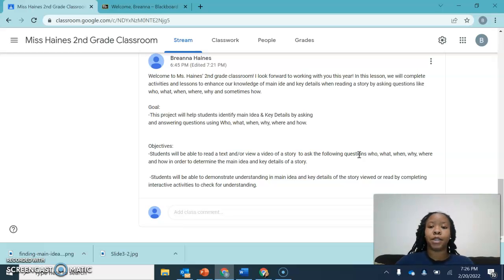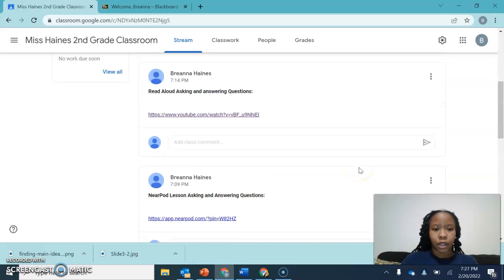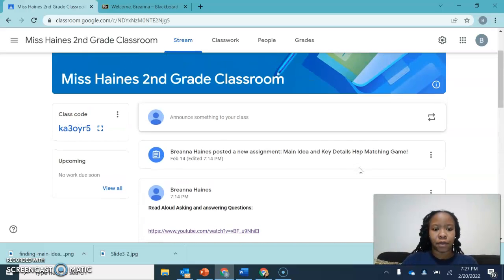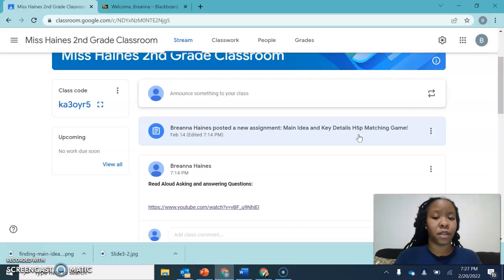The next objective is that students will be able to demonstrate understanding of the main idea and key details of the story viewed or read by completing interactive activities to check for understanding. You're going to find that activity on this main idea and key details H5P matching game. The definitions to each one are going to be included in that matching game, how you would determine what's the main idea and what's the key detail. It also gives definitions of each of the main idea and the key details.